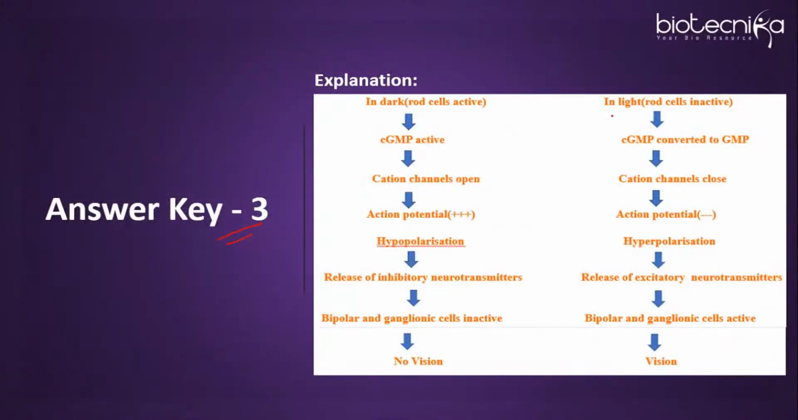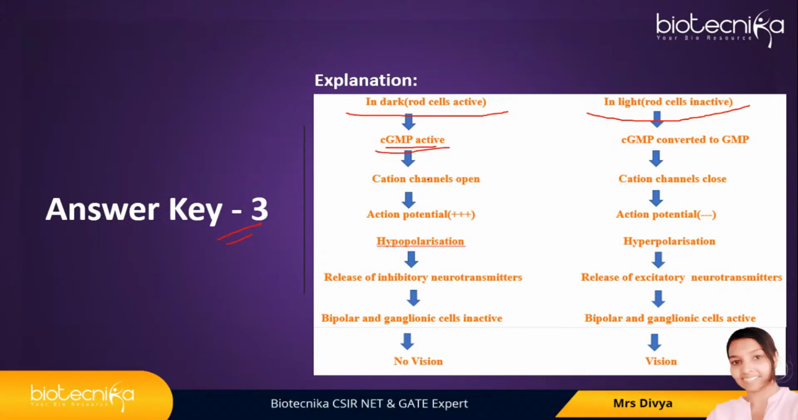So this is a small flowchart for you which may help you in the exam. What happens during the dark and what happens during the light condition. In dark conditions, your cGMP level remains high. And this leads to what? Opening of cation specific channels. Once cation specific channels are open, the membrane becomes positively charged from inside. And this leads to a depolarization event, or we can say hypopolarization event.